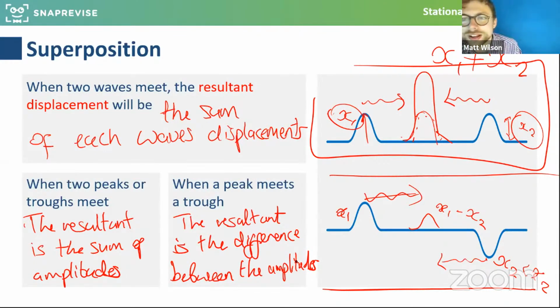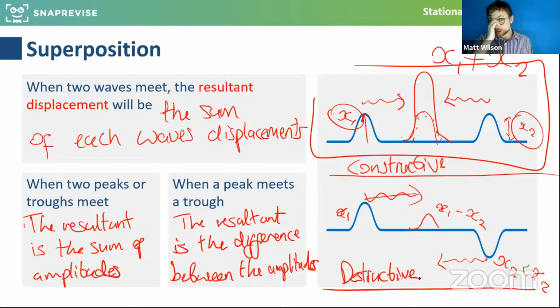Nice, absolutely right. Yeah, good. So this is called constructive interference. And this is called destructive interference. All right, perfect. Well done. That looks really great. So, last part before we have a go at a couple of questions.